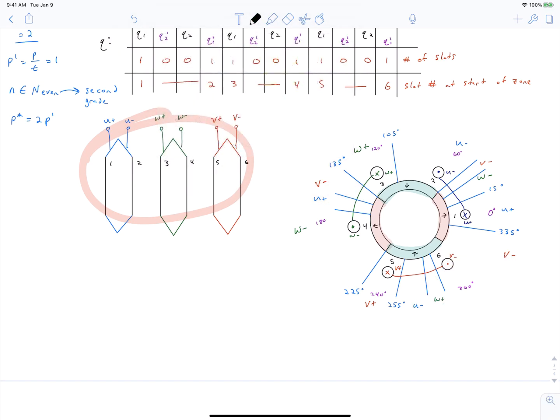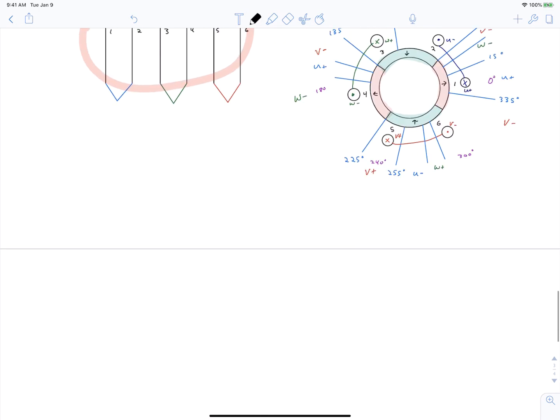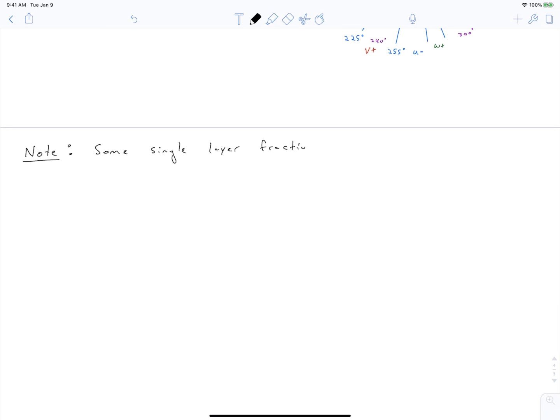So the final thing I want to point out is that single layer fractional slot windings do not always have the same span of coil in all coils. The winding that we just considered right now does actually have the same coil span in all coils, and in our class we've always been saying that double layer windings will have the same coil span in all coils.